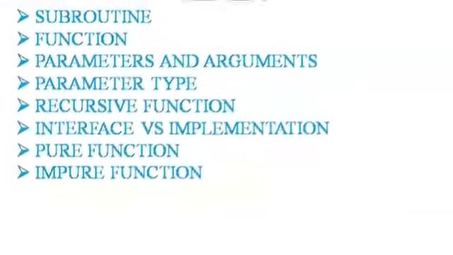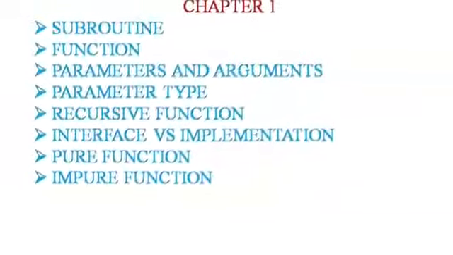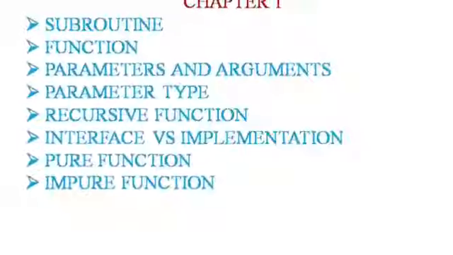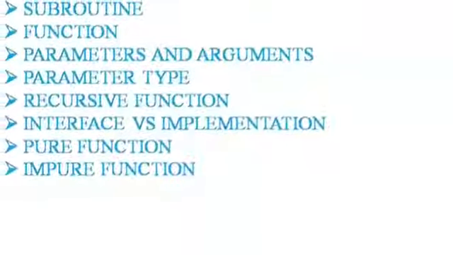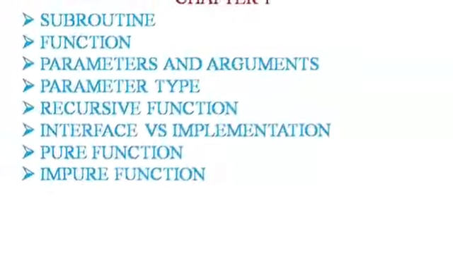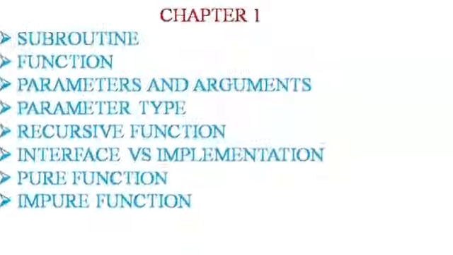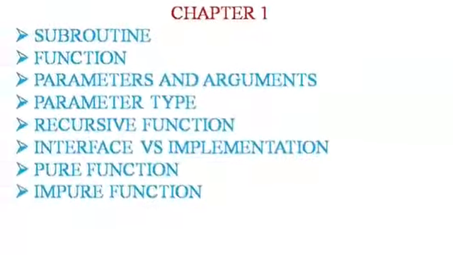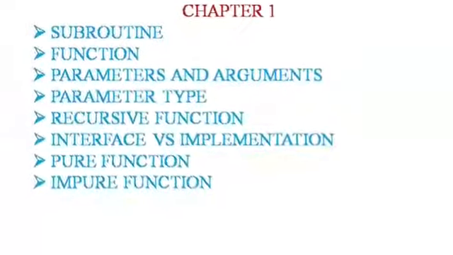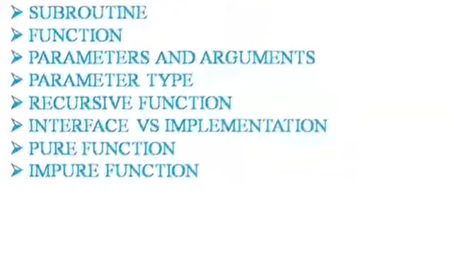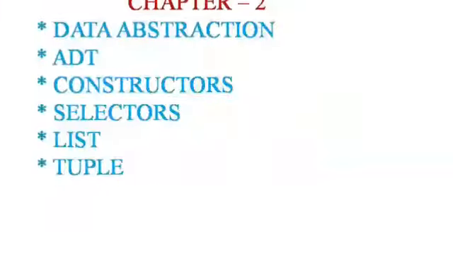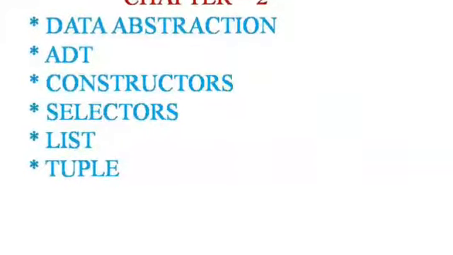Interface defines what an object can do, but implementation carries out the instructions. A pure function is a function which gives the exact result. An impure function is a function which will have side effects. These are the topics which we have in the first chapter. Now second chapter, data abstraction.